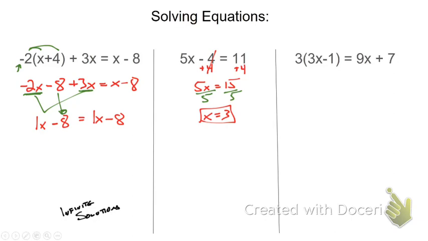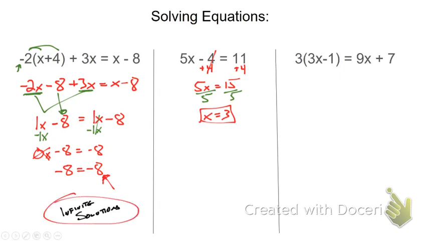If you weren't to spot that at this step and you were to keep going, let's say you try to subtract x from each side, you would get 0x minus 8 equals negative 8, or 0x is just 0. You have negative 8 equals negative 8. If you end up with a statement like this, a statement that's obviously true and x has no effect on whether or not that's true, that's another hint that you have an infinite solutions problem.